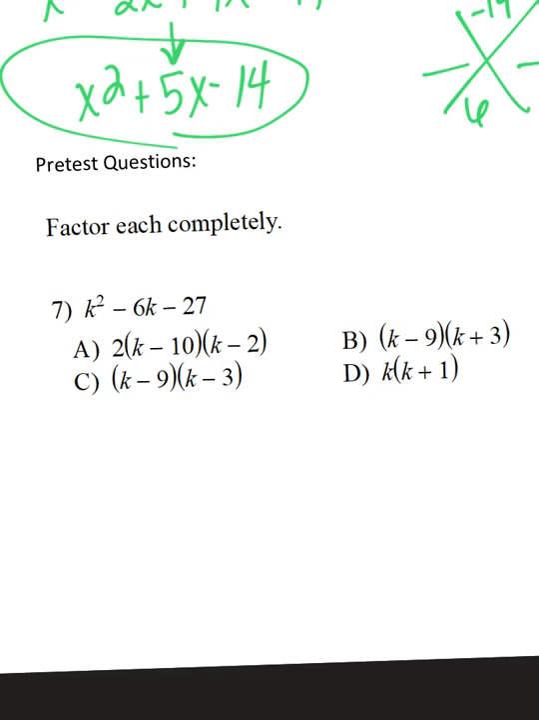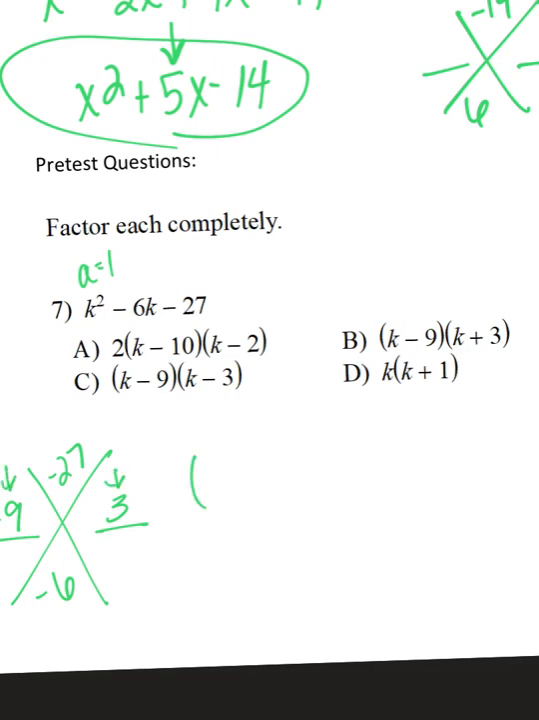So for number 7, we are asked to factor k squared minus 6k minus 27. I know that a is equal to 1, so I can use the diamond. a times c is 1 times -27, which is -27. And we need two numbers, and b is -6. So we're looking for two numbers that multiply to -27 and add to -6, so -9 and 3. And because a was equal to 1, we can jump to just using these two numbers for our binomial. So k minus 9 times k plus 3.